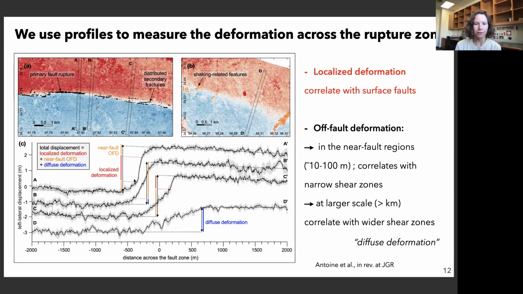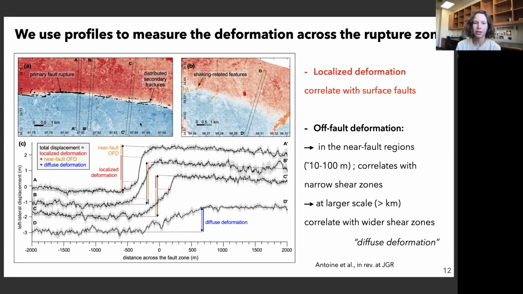If you look at all of these profiles, you can really see differences between that very localized, almost subvertical offset that is the slip on the primary fault, and those slightly wider regions around it that is what we call the near-fault off-fault deformation. This near-fault off-fault deformation corresponds to what is commonly characterized as OFD in the papers, where people look at offsets in the optical imagery of a few hundred meters wide, and they compare that with the slip measured in the field.